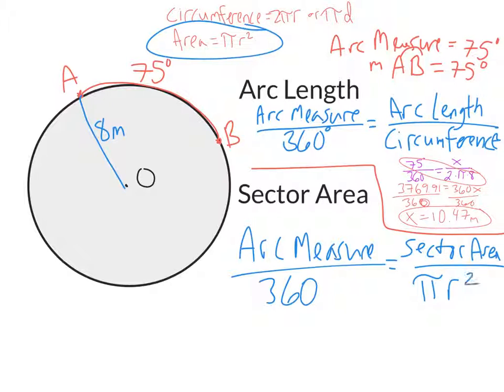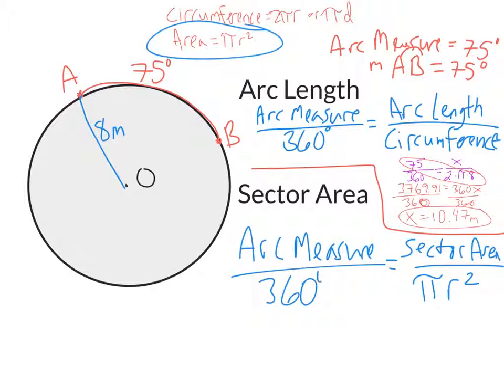Pi r squared. So let's compare these two formulas real quick. I've got my arc measure over 360 in both of them. That's because I'm just finding out what portion of the circle I want. So that part of the formula is the same. Arc length is compared to circumference because it's a length. Circumference is a length. Whereas with sector area, I'm looking for the piece of pizza, and that would be comparable to my overall area.